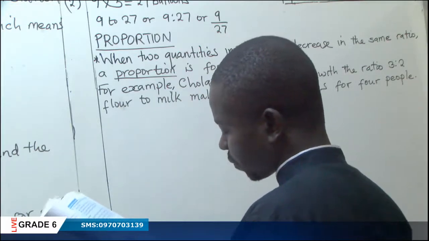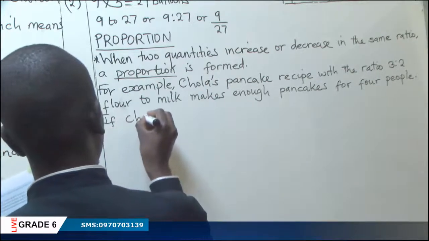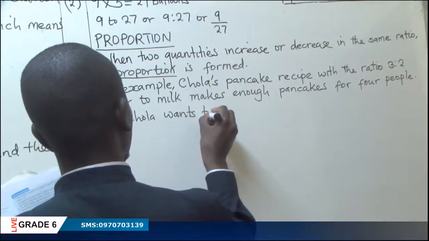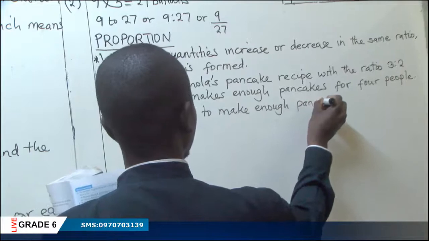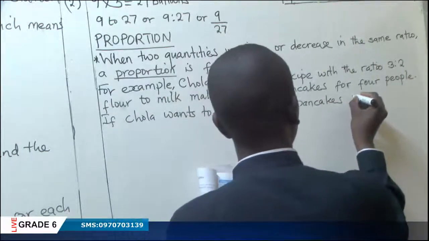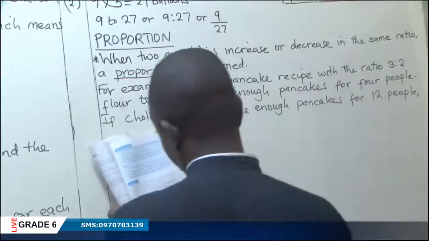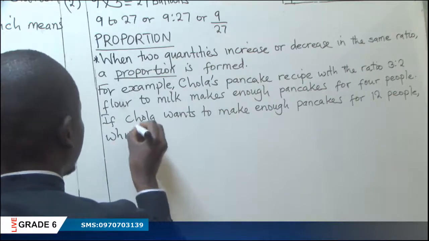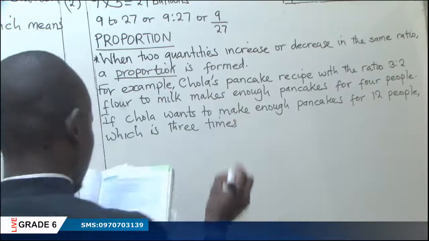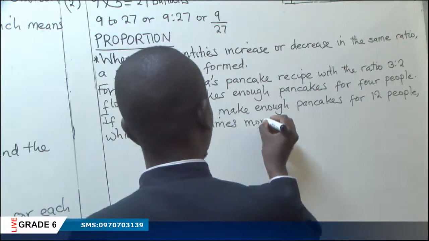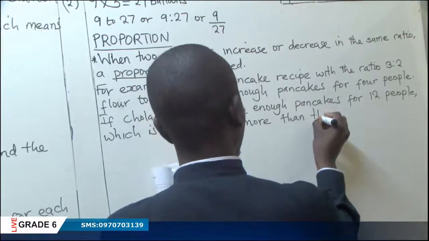If Chola wants to make enough pancakes for 12 people, which is 3 times more than the 4 people.